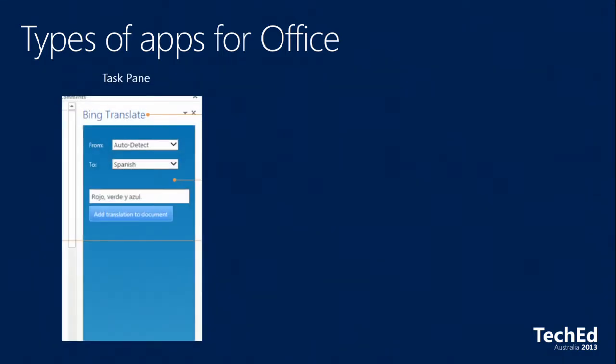The first one is the task pane app. This one you're probably reasonably familiar with if you've been doing VSTO development. It's exactly what it sounds like. It's a task pane that can live down the side of your document. And your HTML and your JavaScript will be run up inside of that, and the user can then work with your app, which then can manipulate the contents of your document.